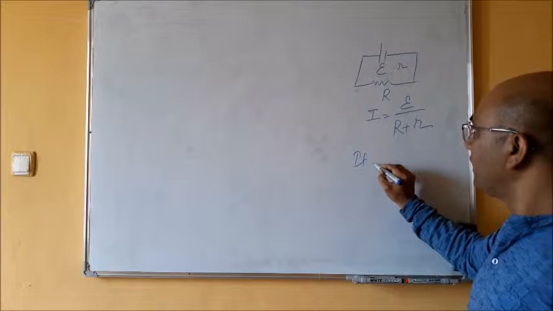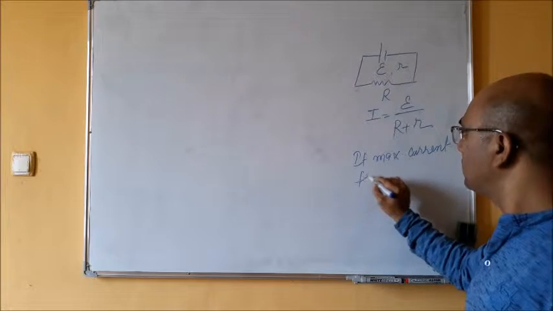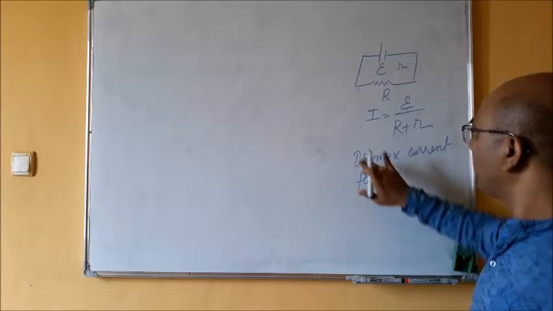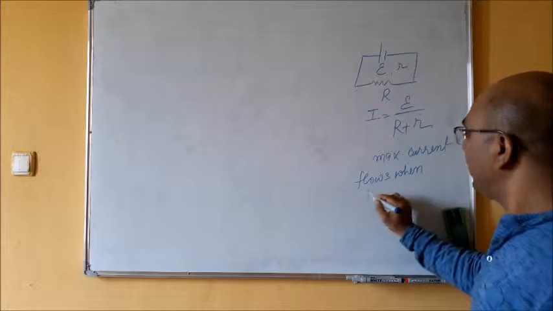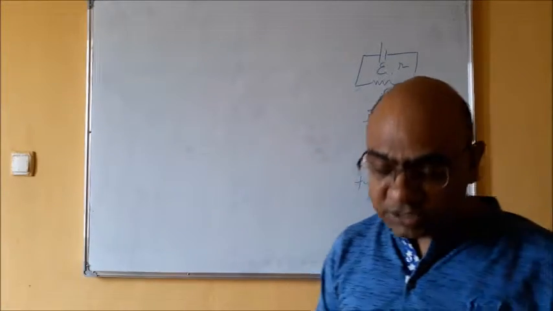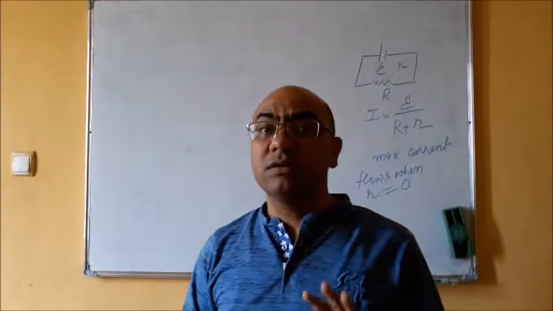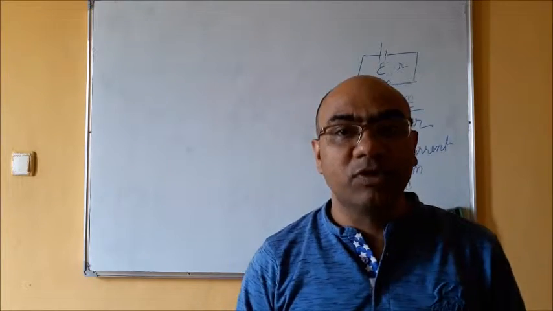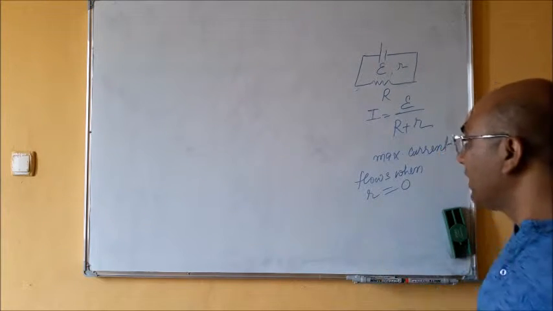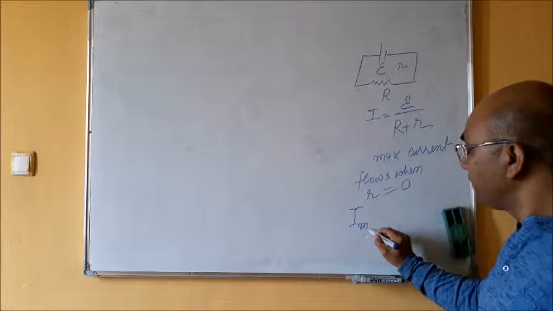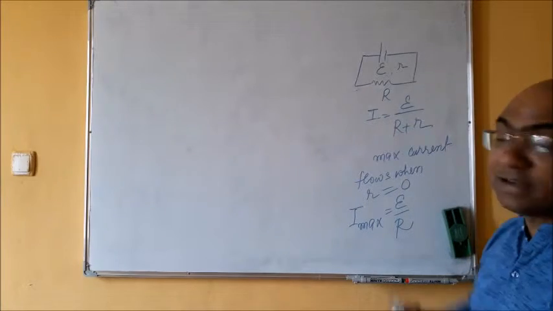Maximum current flows when the internal resistance is 0. So the ideal condition is that the internal resistance of the cell should be 0, but it is not practically possible. So practically we denote some internal resistance r, and hence this is the maximum current that can flow through any cell to any external resistance R.